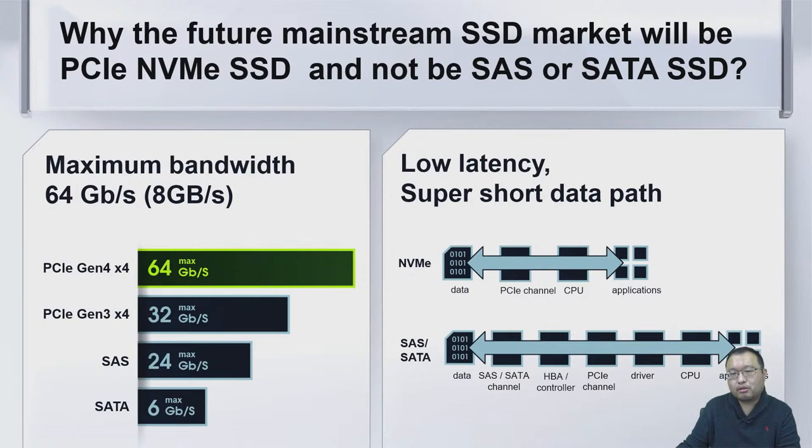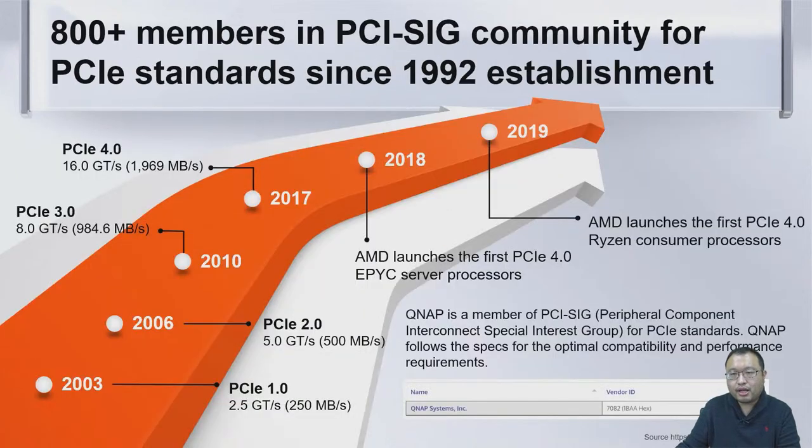So let's take a look at the PCIe standards. PCIe is defined by the PCIe SIG community, and now it has defined several different stages. Starting from PCIe 1.0, only 250 megabytes per second back in 2003. And over the years, PCIe 2.0 and 3.0 have been developed and released.